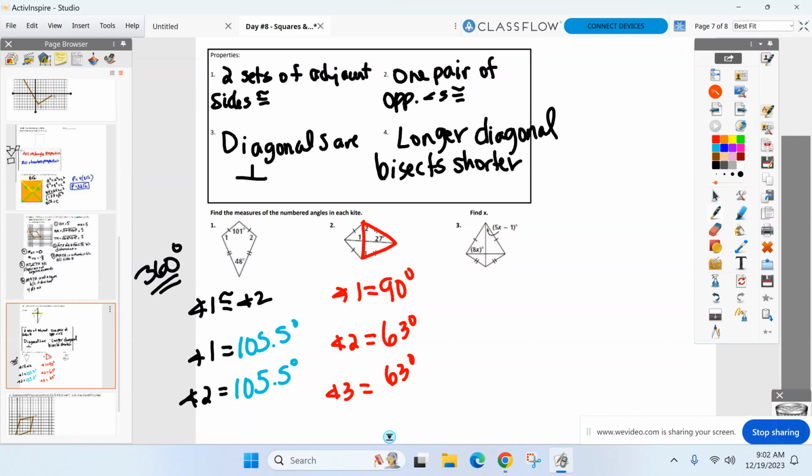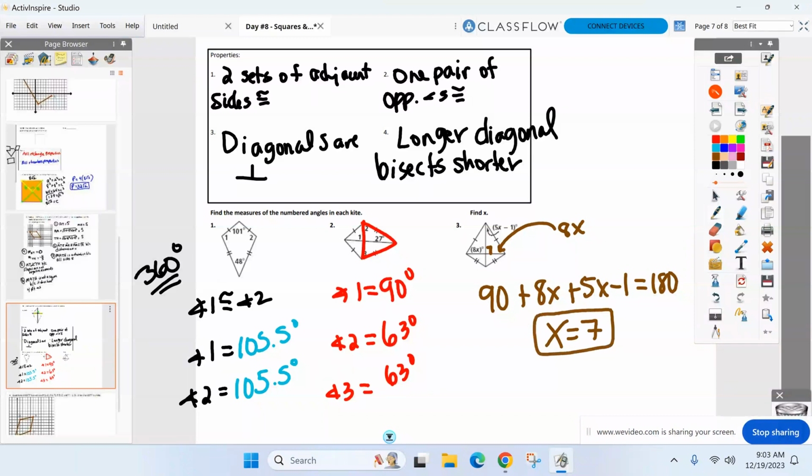All right, now a lot of confusion with number 3. What do you set up to solve for x? Well, again, this is a right angle. Diagonals are perpendicular. Still an isosceles triangle on top. So if that's 8x, that angle right here is also 8x across from the congruent sides. Now I have a triangle where I know 3 angles already: the 90, the 8x I just wrote in, and the 5x minus 1, which was given. They all add up to 180 because they're in a triangle. That's one equation you could have set up, but x equals 7 at the end.